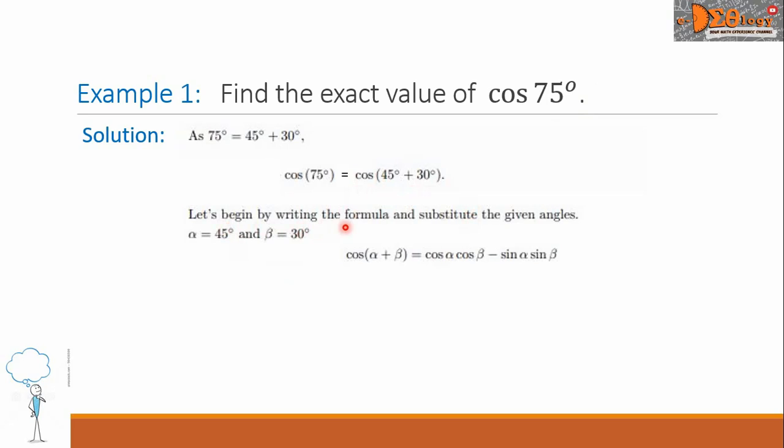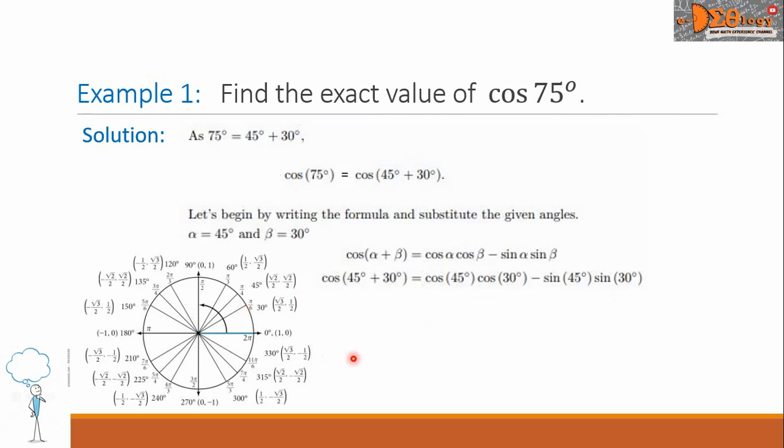Let's begin by writing the formula. The formula is here now. And substitute the given angles. The alpha corresponds to the 45 degrees and the beta is the 30 degrees. So we write the cosine of 45 degrees plus 30 degrees equals cosine 45 degrees times cosine 30 degrees minus sine 45 degrees times sine 30 degrees.